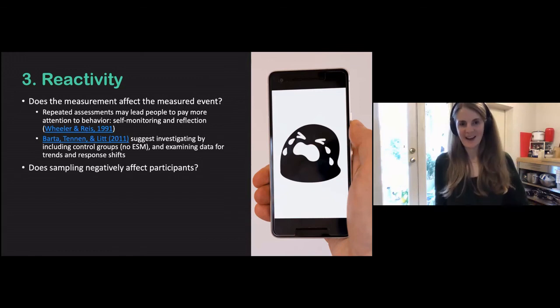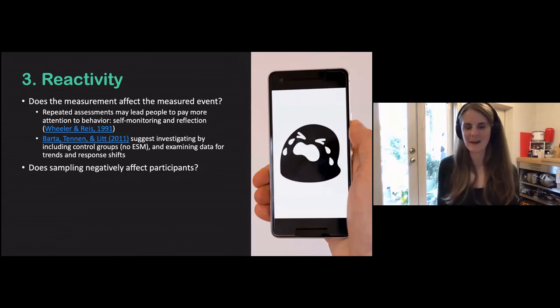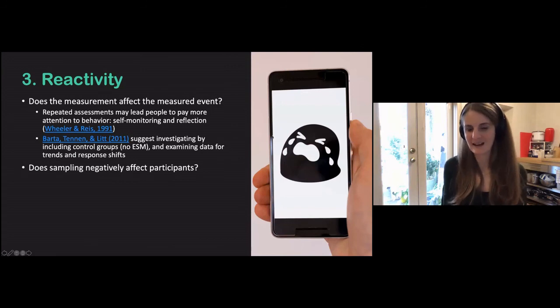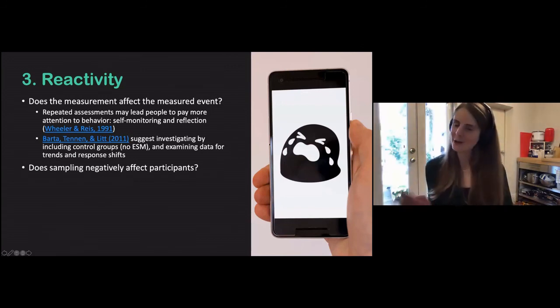Probably a bigger ethical issue for us to think about is whether our sampling negatively affects our participants. So if you're following someone around for a week and you're asking them constantly, how depressed do you feel right now? How sad do you feel right now? How angry do you feel right now? Is that something that's going to lead to some psychological trauma? And that, of course, is what we don't want to do. But the good news here is mostly this seems to be okay.